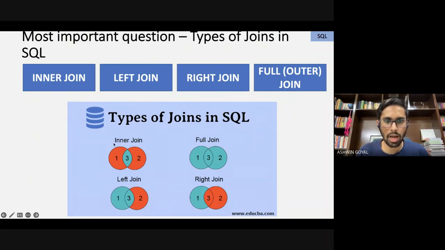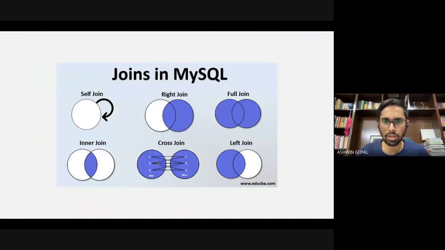I hope you've understood these types of joins. It's very simple. I've tried to explain it using set notation. You can understand even without the set notation. That's perfectly fine. There are more types of joins as well. These are not as important as these four types, but there's also the self join, which basically joins one table onto itself. Then we have the right join, full join, inner join. We've already studied this, and the left join.